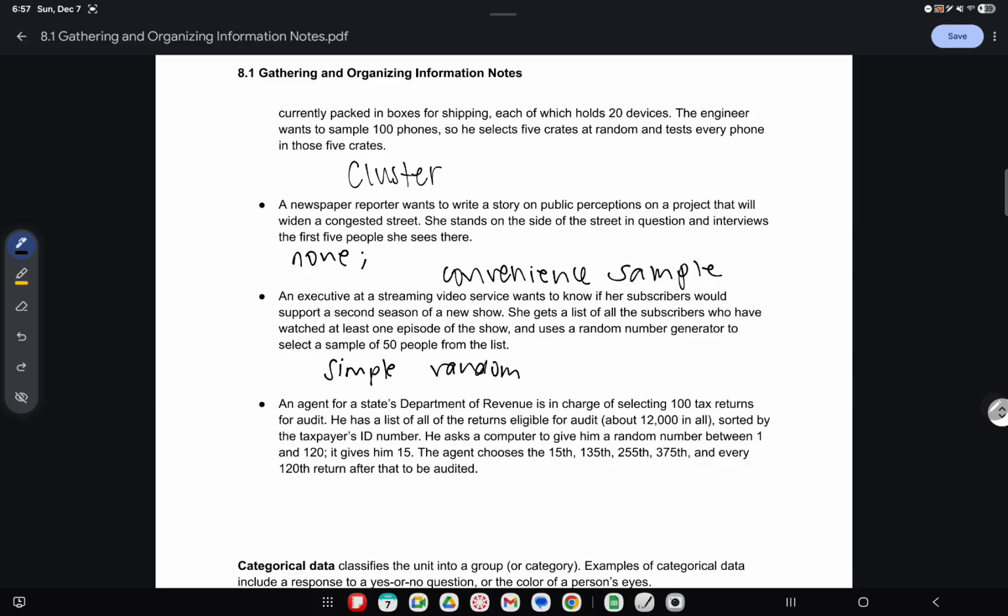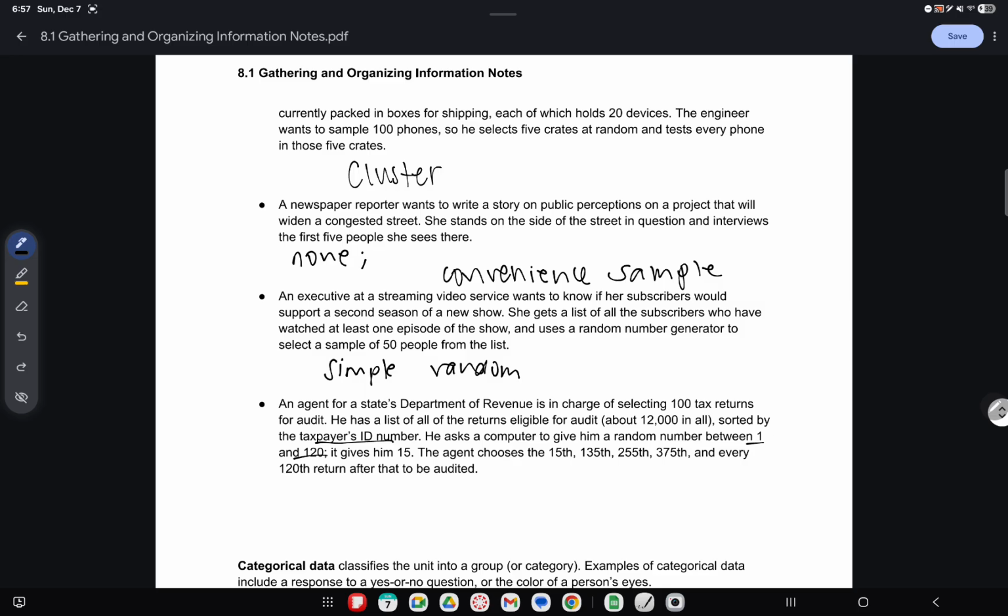An agent for a state's Department of Revenue is in charge of selecting 100 tax returns for audit. He has a list of all returns eligible for audit, about 12,000 in all, sorted by taxpayer ID number. He asks a computer to give him a random number between 1 and 120, and it gives him 15. So the agent chooses the 15th, 135, 255, 375, and every 120th after that to be audited. So it's an ordered list because it's taxpayer numbers. And then we're taking 1 and 120.